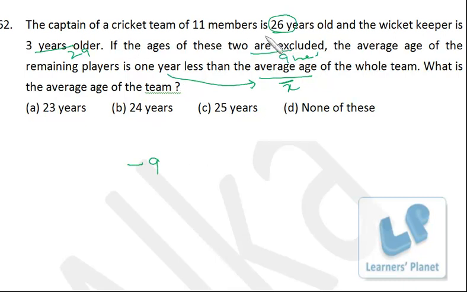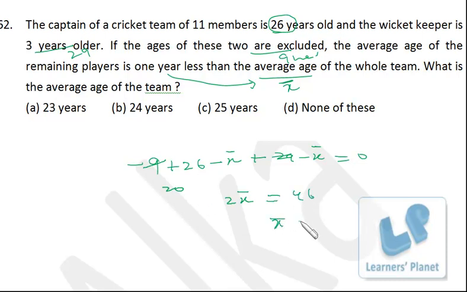The captain is 26 years old, so the deviation of this from x bar is 26 minus x bar. The deviation of the wicket keeper from x bar is 29 minus x bar, and the sum of deviations must be 0, right? So 29 minus 9 is 20, so 2x bar is equal to 46, so x bar is equal to 23. That is the average age of the team.